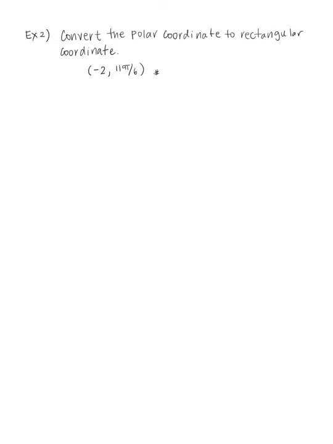Let's do some examples. Example 2, convert the polar coordinate to rectangular coordinate. What we're given here is r is -2 and theta is 11 pi over 6. So we want to represent the same exact point in terms of x comma y. Let's first plot where that point is going to be on the polar coordinate system. We're going to start from r equals -2, so we're going to start from here. And we're going to revolve positive 11 pi over 6 from there, which means we're going to move counterclockwise 11 pi over 6 units.